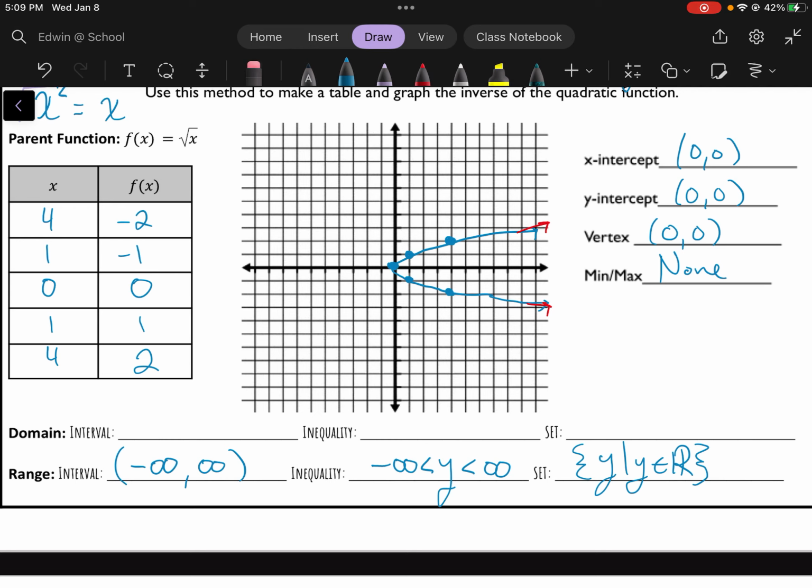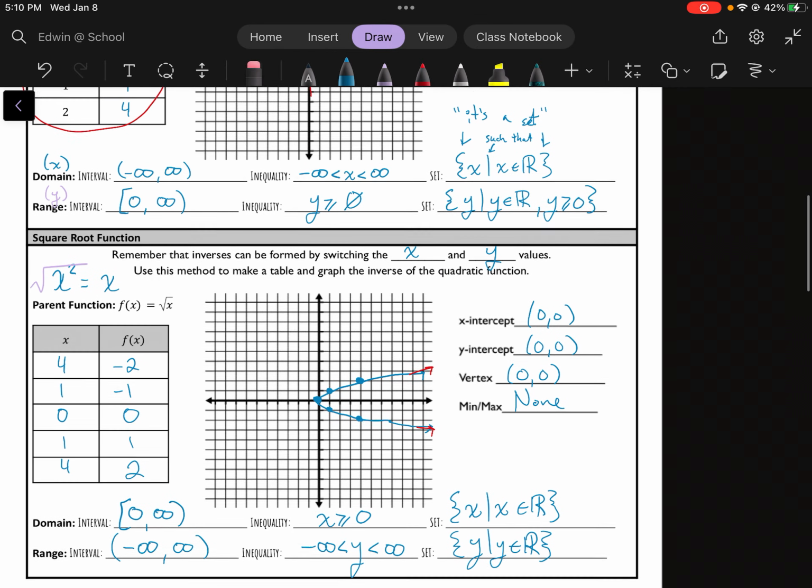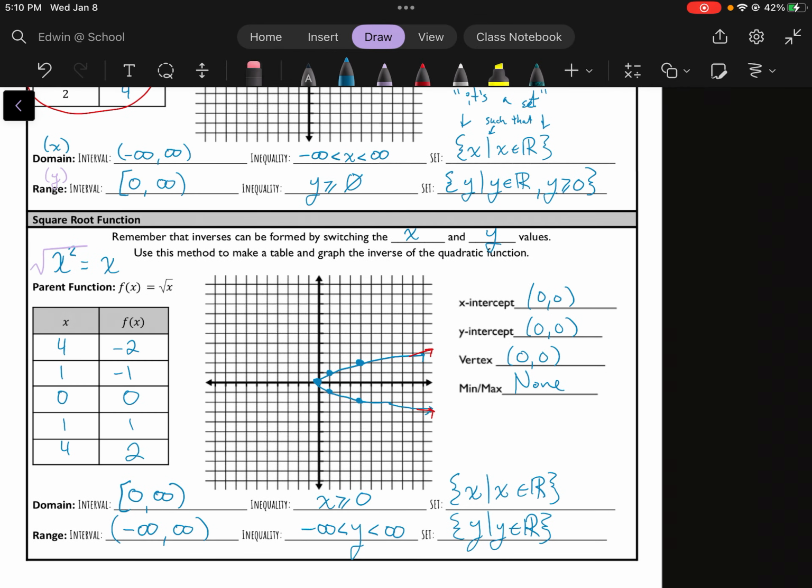Domain is how far it goes left, which right here we have a point in the middle at 0. And it goes all the way to the right, which is infinity. Inequality, we just have to write x has to be either equal to 0 or bigger than 0. Finally, we have x is a part of all real numbers. Now, if you notice, when we switched the x and y, we also switched the domain and range. If you compare the domain and range of the other one, the function previous, it's exactly the same.